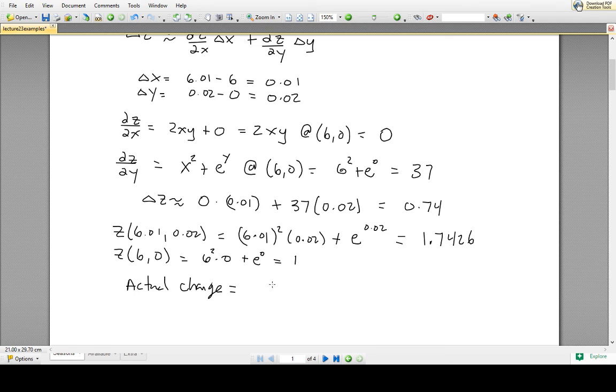The actual change in z was, this is where it ended up, 1.7426, and this is where it started, 1. So the actual change was 0.7426. So this was the actual change. This was our approximate change, 0.74. So yes, this is a good approximation.